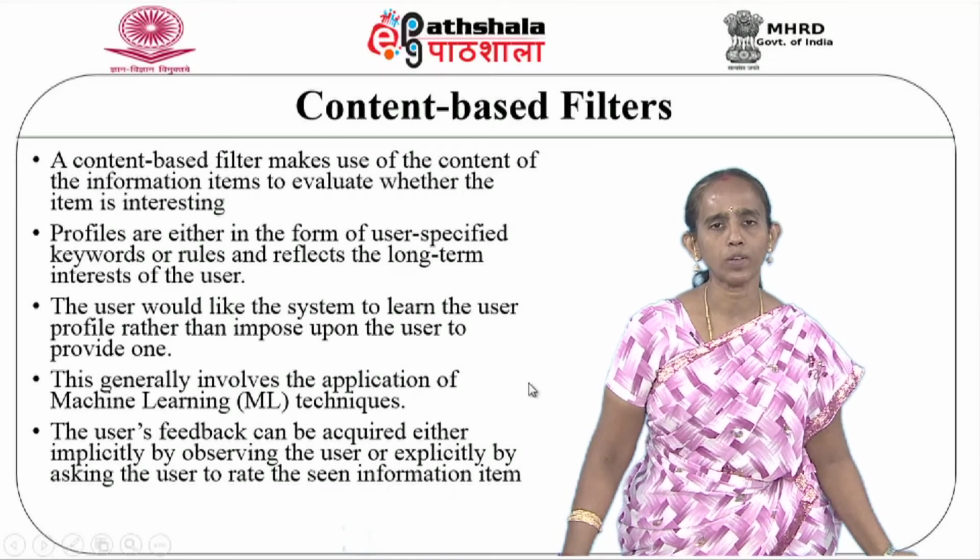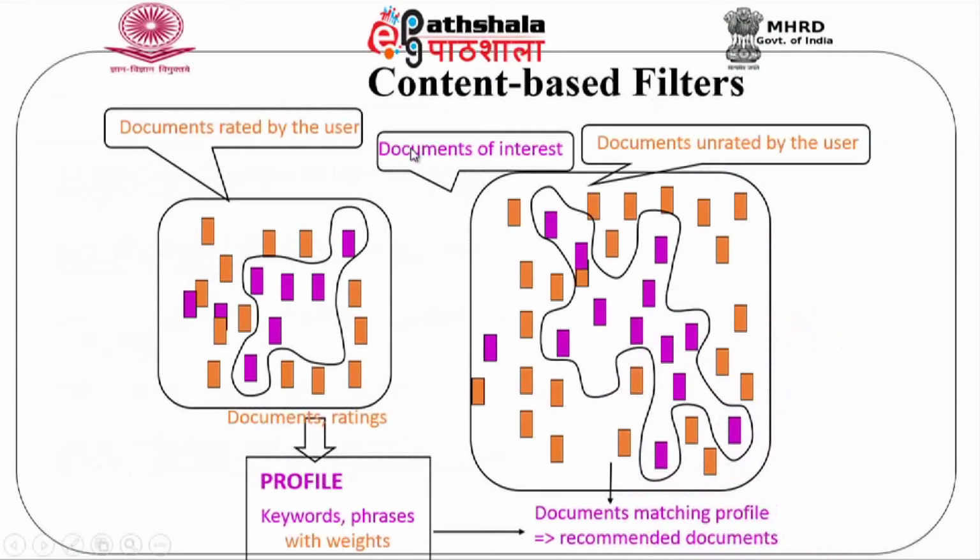So let us have a look at this content-based filter as such. These are the documents that are rated by the user, the orange color ones. The documents with the ratings are available. The profile of the user consists of the keywords of the documents that are being viewed by the user or are of interest to the user. The phrases that appear in the documents that are being viewed are of interest to the user.